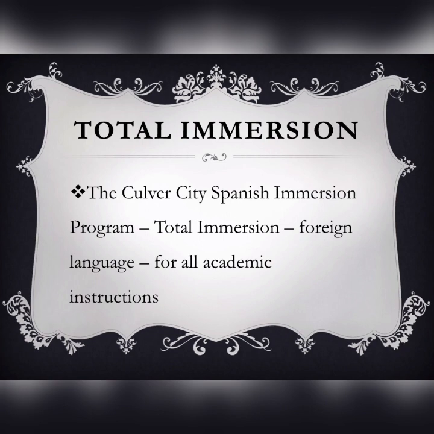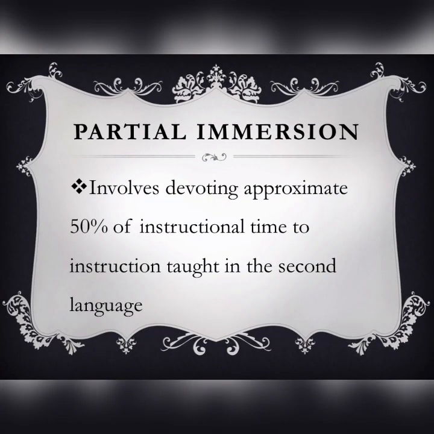Total immersion. The Culver City Spanish immersion program is an example of early total immersion because the foreign language is used for most or all academic instruction beginning from the kindergarten to the grade 1. Next, the partial immersion. Partial immersion typically involves devoting approximately 50% of instructional time to instruction taught in this language 2, that is the second language teaching.